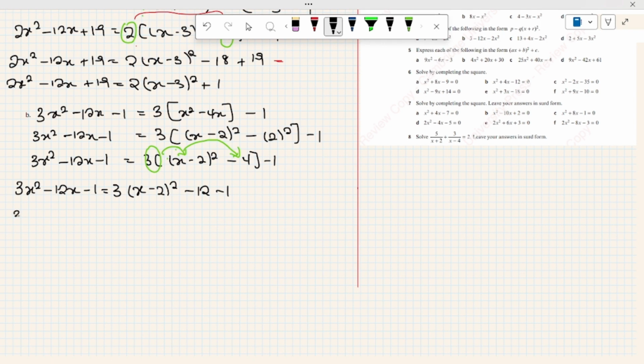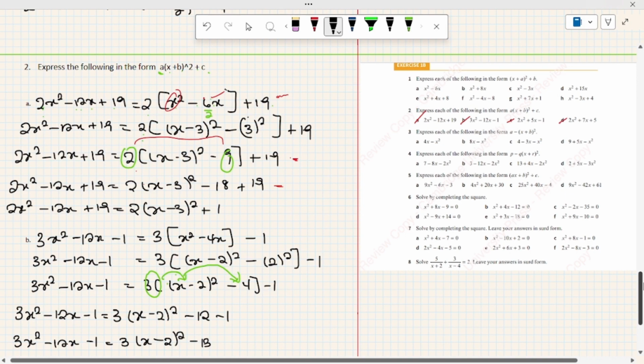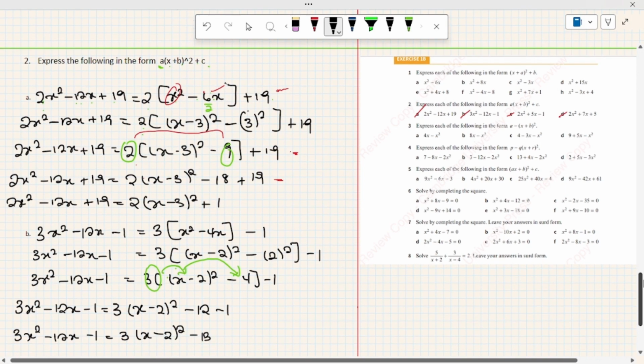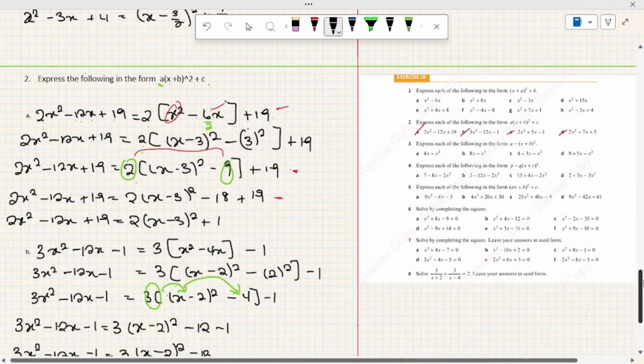So it's going to be 3x squared minus 12x minus 1 is equal to 3 times x minus 2 squared, right? So minus 12 minus 1 is going to be minus 13, right? So guys, this is our correct answer, and you see that this answer is in the form that they are requiring us to do here.